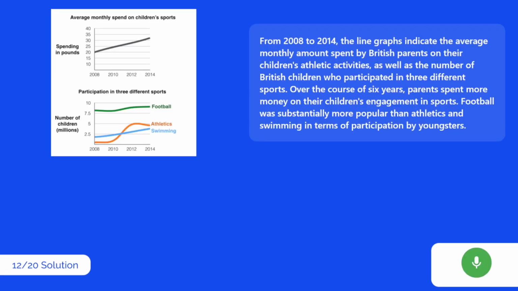From 2008 to 2014, the line graphs indicate the average monthly amount spent by British parents on their children's athletic activities, as well as the number of British children who participated in 3 different sports. Over the course of 6 years, parents spent more money on their children's engagement in sports. Football was substantially more popular than athletics and swimming in terms of participation by youngsters.